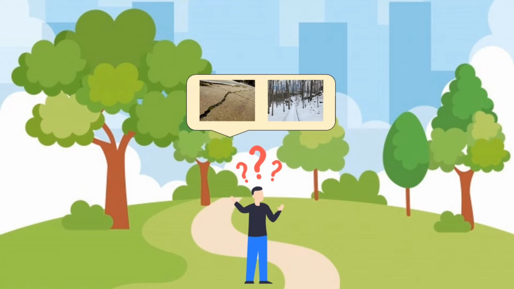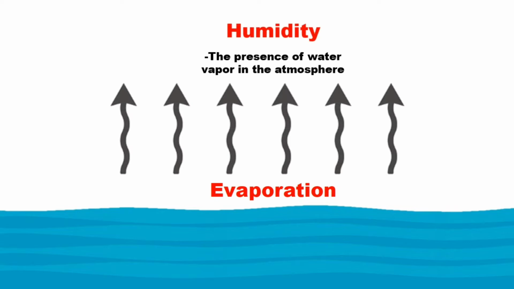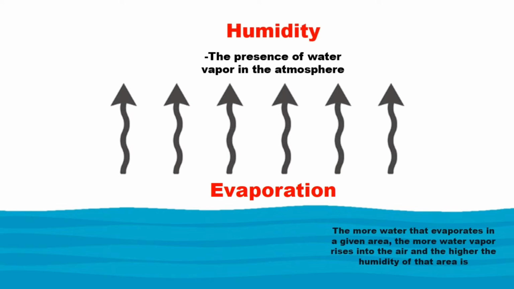Talking about water's phase transitions, humidity also plays a huge role. Humidity is the presence of water vapor in the atmosphere. The more water evaporates in a given area, the more water vapor rises into the air and the higher the humidity of that area is. If water didn't evaporate, we wouldn't have clouds and it would never rain.